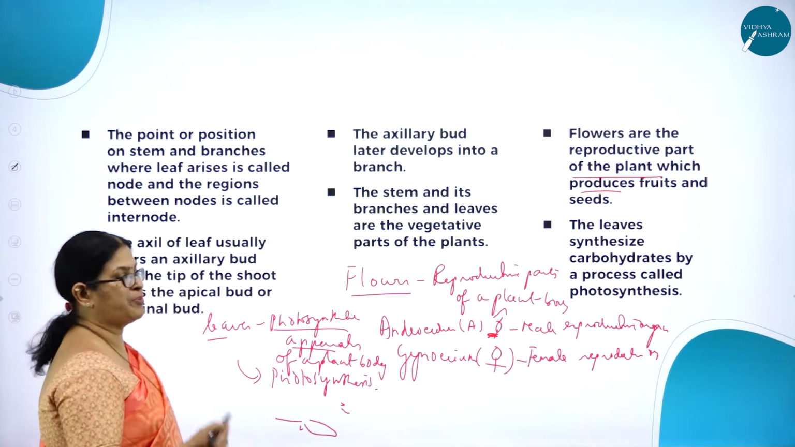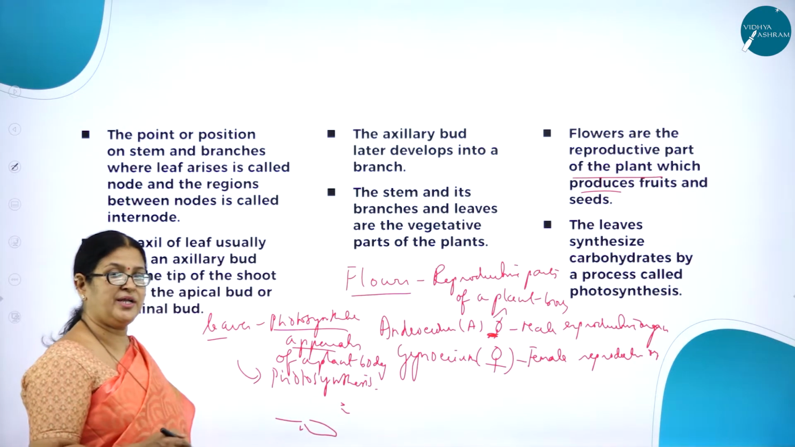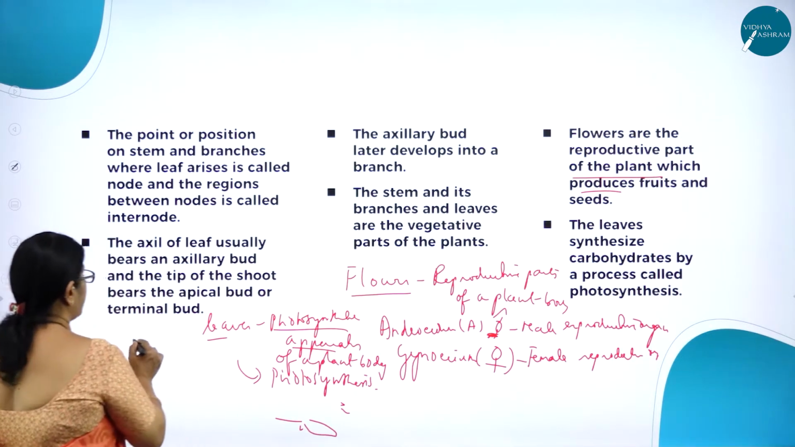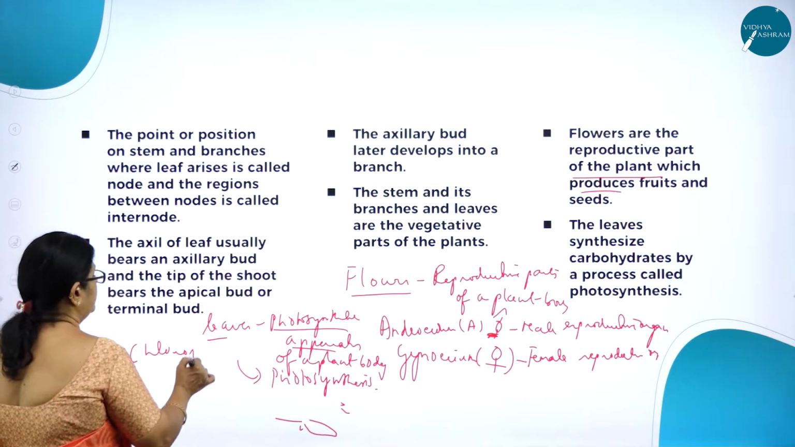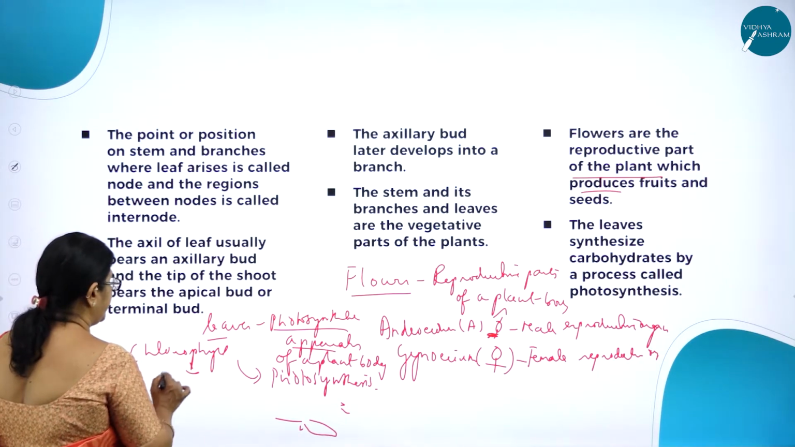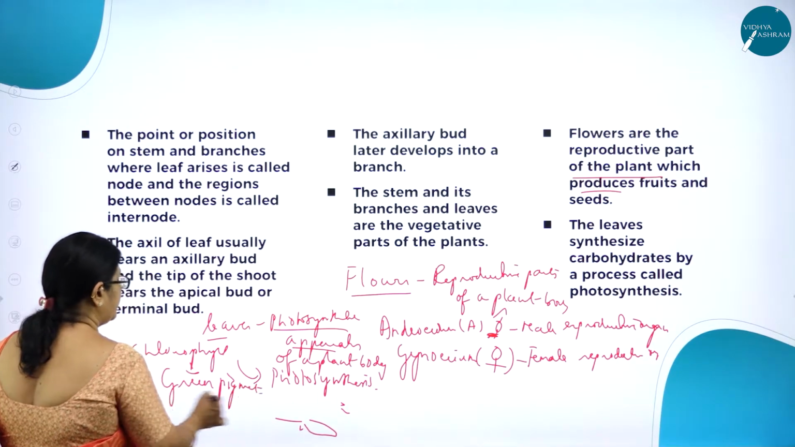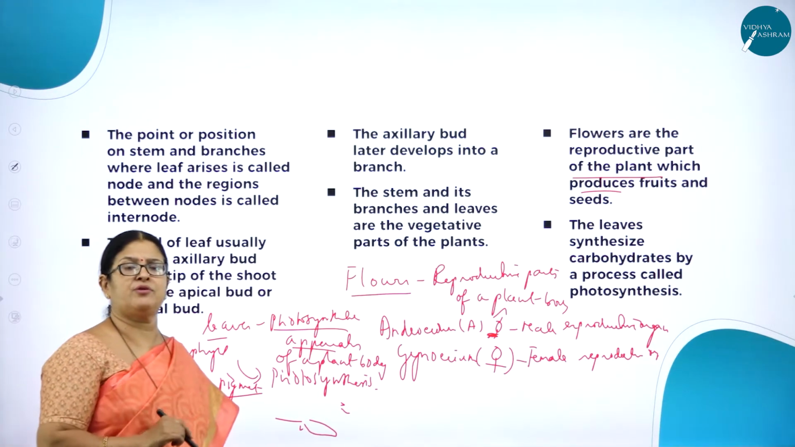Photosynthesis. They carry on what? The process of photosynthesis by using the raw materials. Why are the plant leaves green in color? They have what? They have chlorophyll, which is a green pigment, which is one of the very important raw materials.